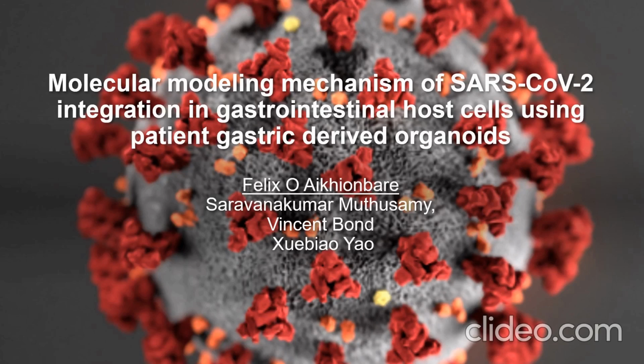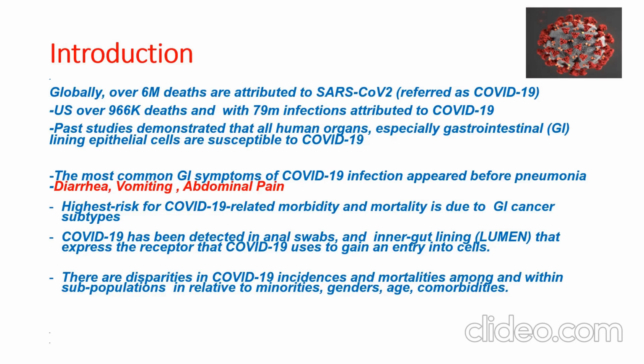Aikhionbare. The title: Molecular Modeling Mechanisms of SARS-CoV-2 Integration in Gastrointestinal Host Cells using Patient Gastric-Derived Organoids. Globally, there are 16 million deaths attributed to COVID-19. In the US alone, 966,000 deaths, and 79 million infections attributed to COVID-19.